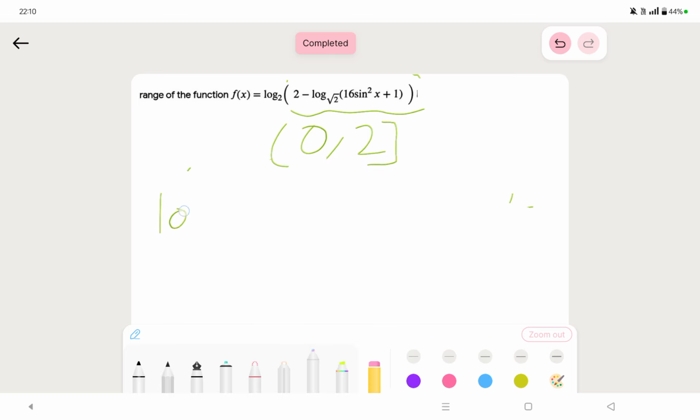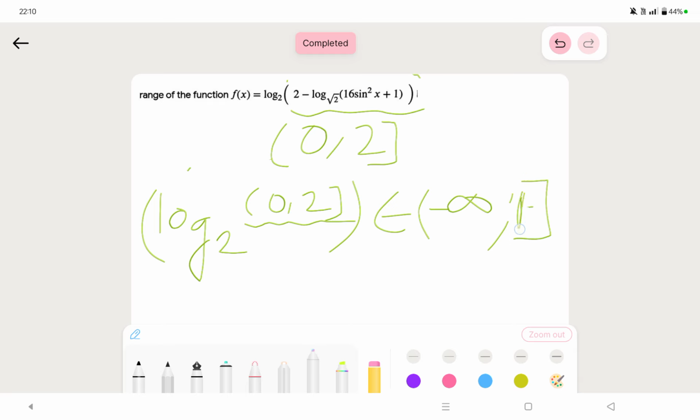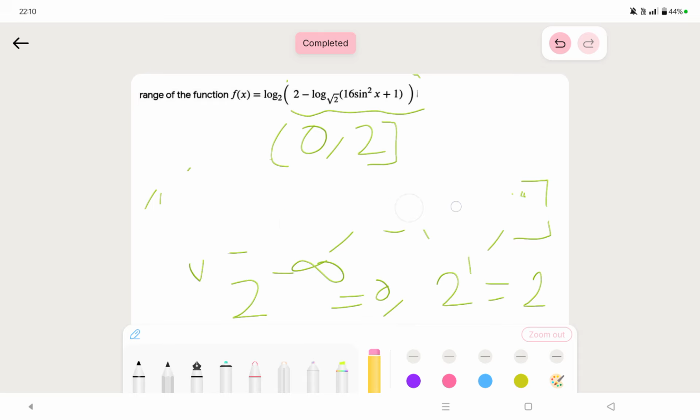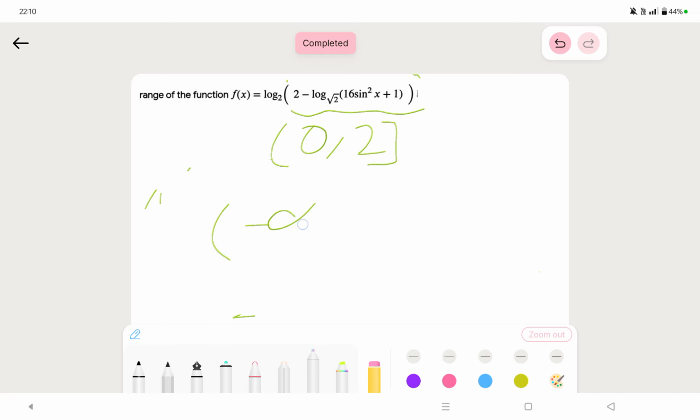Now log base 2 of something which varies from 0 to 2, this whole thing will hold a value from minus infinity to 1, because 2 to the power minus infinity is 0 and 2 to the power 1 is 2. That's why we can say the range of the function is minus infinity to 1, and that is the answer.